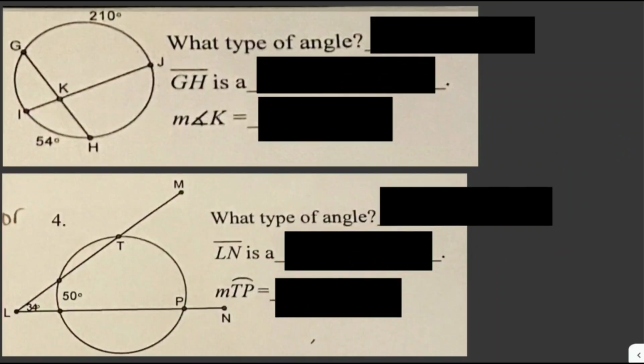We have examples here of exterior angles and interior angles. So this one is an interior angle, as well as this one. This one is an example of an exterior angle. So the type of angle is interior angle. And then GH here, this line segment, is a chord.